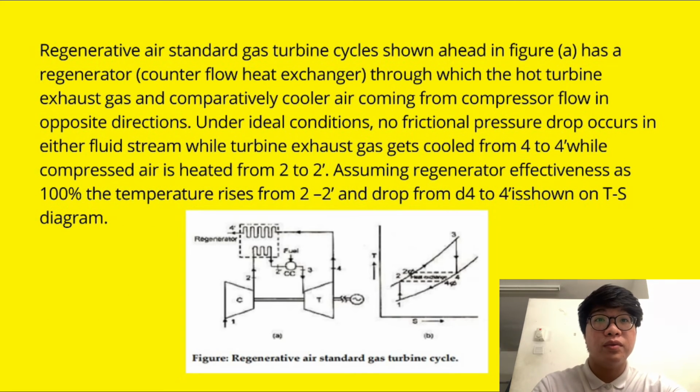The regenerative air standard gas turbine cycle, shown here in figure A, has a regenerative counterflow heat exchanger through which the hot turbine exhaust gas and comparatively cooler air coming from the compressor flow in opposite directions. Under ideal conditions, no frictional pressure drop occurs in either fluid stream while the turbine's exhaust gas gets cooled from 4 to 4', while the compressed air is heated from 2 to 2'. Assuming regenerator effectiveness is 100%, the temperature rise from 2 and drop from 4 to 4' is shown on the TS diagram.